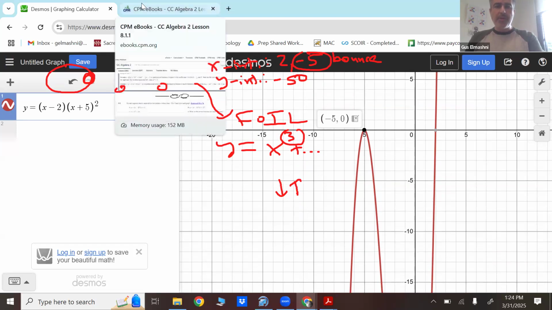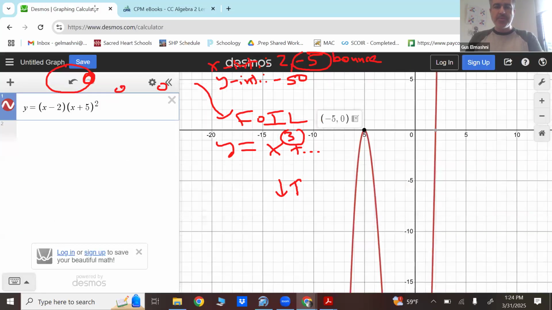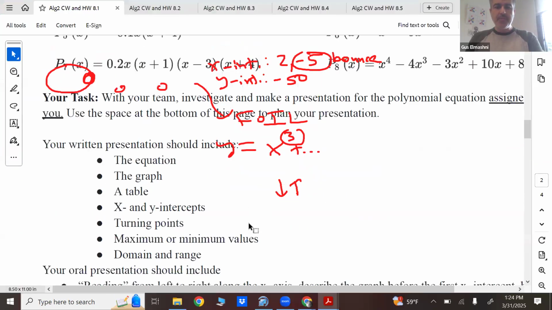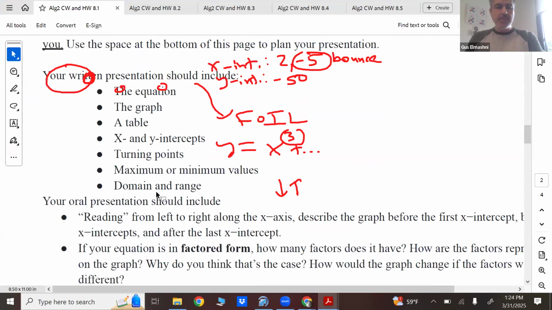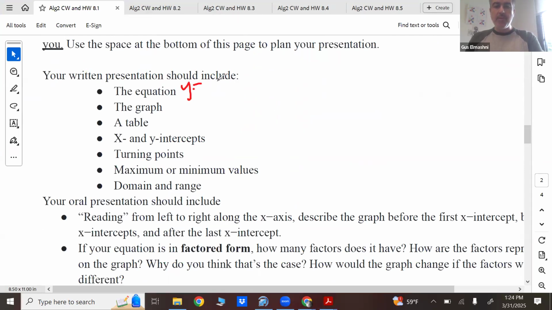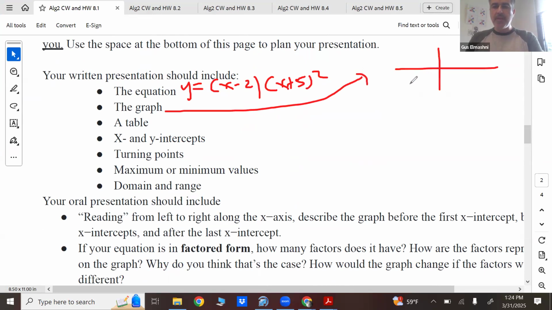So when you go through this process, here's what I want you to do. You're going to give me the equation, which is y equals x minus 2 times x plus 5 squared. You do the graph, which I'll just do over here. The graph looks like this, right? Where did it cross the y-axis again? -50, right? That was at -5. That was at 2.